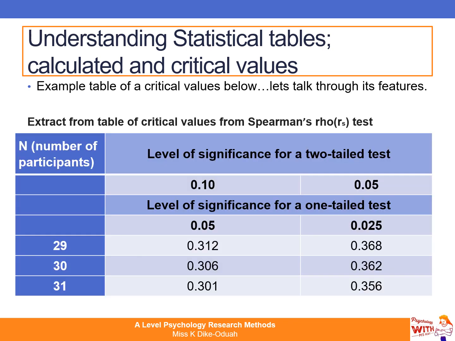So here's an example table of critical values, and I'm going to quickly talk through its features just to make sure that you are understanding how to read and understand a critical values table. This one is specifically for the Spearman's rho test, which is a correlational test. We use Spearman's rho if our data is ordinal and if we are looking for a test of relationship. So you can see here on this side, you've got your number of participants, and they've only given us 3 sets here, so 29, 30, and 31.